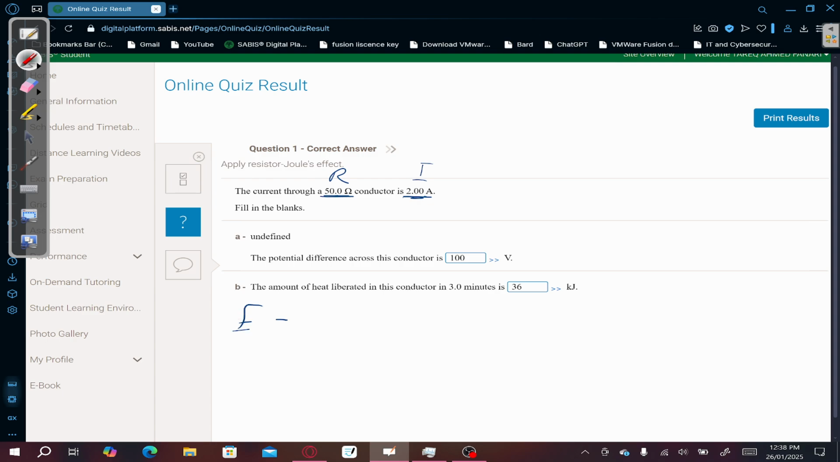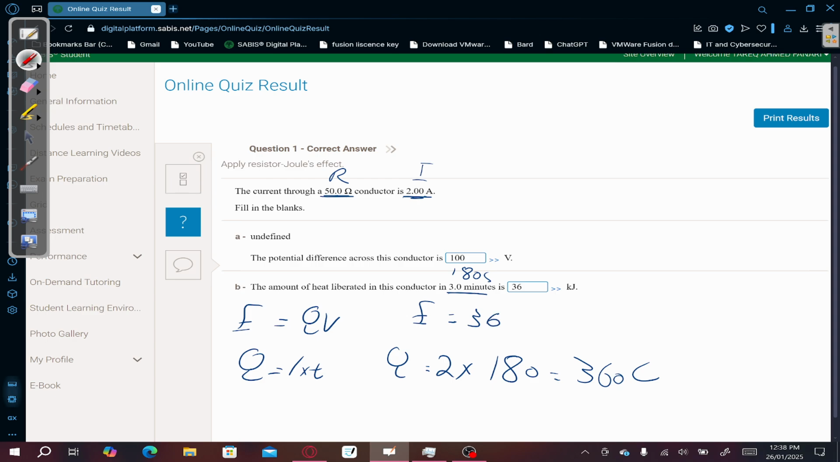So E equals QV. Let's start with this one. Q equals I times T. I is 2, so Q is equal to 2 times our time, which is 3 minutes, or 180 seconds. So 2 times 180 gives me 360, and the unit for charge is coulombs. Okay, so E equals 360 times the voltage, which is 100, which gives me 36,000. What was this? Joules or kilo? Yeah, joules. Now they want it in kilojoules.